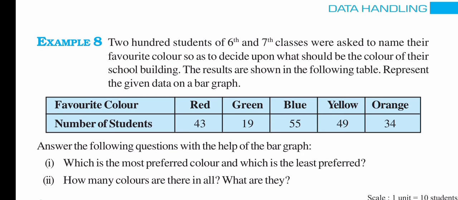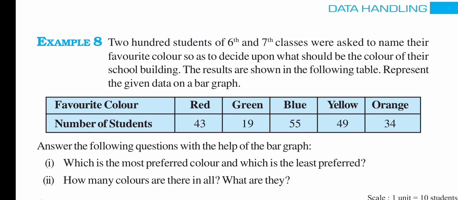So favorite color, red, green, blue, yellow, orange, and number of students who like these colors are given in the table. So you need to represent the given data on a bar graph, and also you need to answer the following questions with the help of the bar graph. Which is the most preferred color and which is the least preferred? How many colors are there in all? What are they?